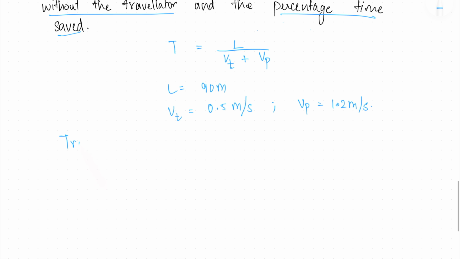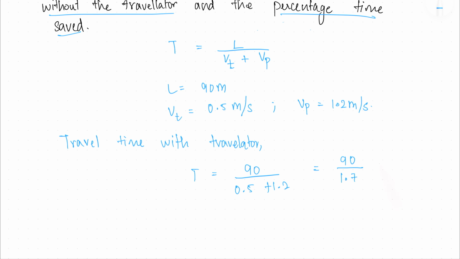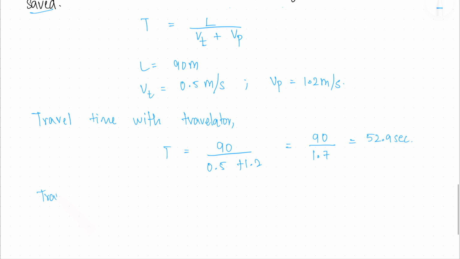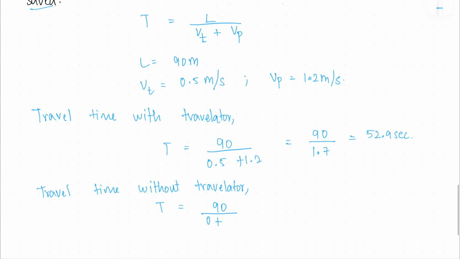Now let's find the travel time with the travelator. Travel time with travelator is T is equal to 90 by 0.5 plus 1.2, which will give you 90 by 1.7, which is 52.9 seconds. Then your travel time without travelator is T is equal to 90 by, if there is no travelator, there is no speed involved at all, so just put 0. The person's walking speed is 1.2, so you'll get 75 seconds.